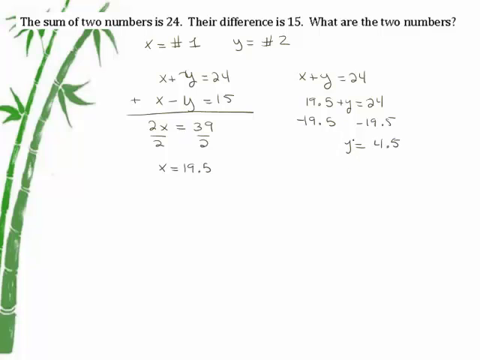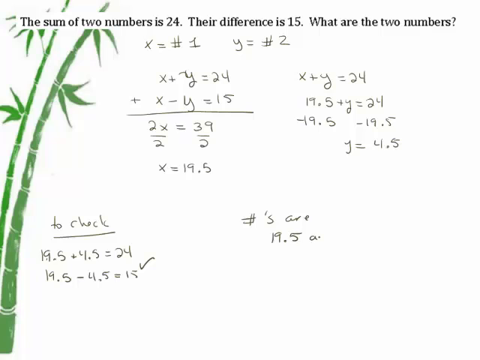Now you can double check. I say 19.5 plus 4.5, that's 24. 19.5 minus 4.5 is 15. These are both true, so my numbers are 19.5 and 4.5.